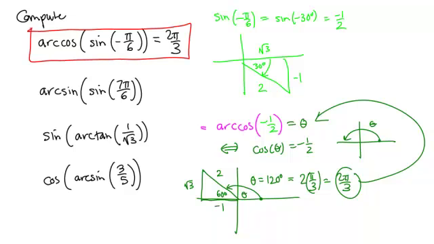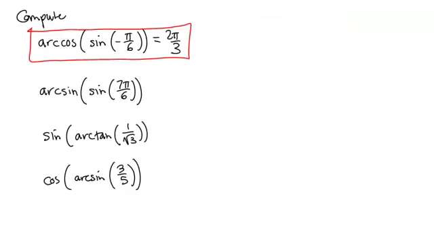Okay, let's see if we can apply the same trickery to the second example. How do we compute the arcsine of the sine of 7 pi over 6? Now, a lot of people are going to look at this and go, oh, arcsine of sine of 7 pi over 6, the answer has got to be 7 pi over 6, because sine and arcsine are inverses, they're just going to cancel each other out, and I should get 7 pi over 6.